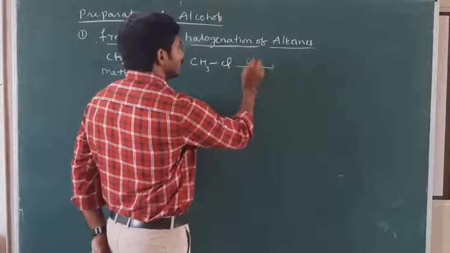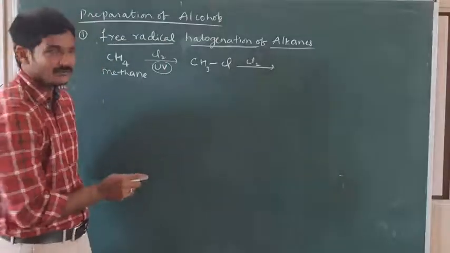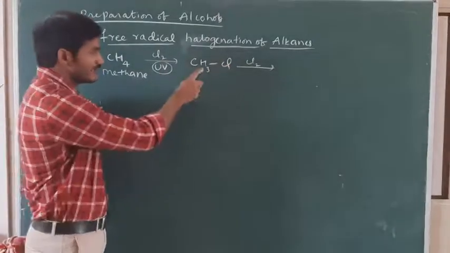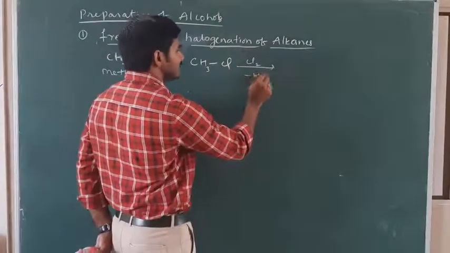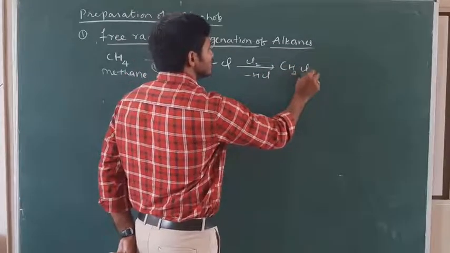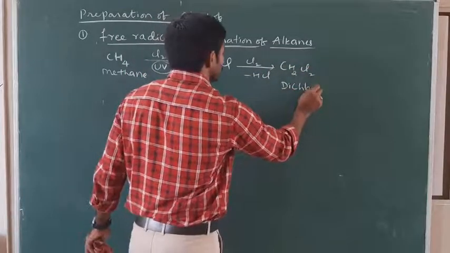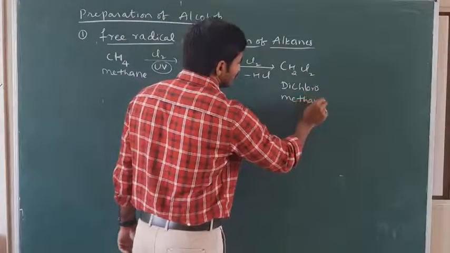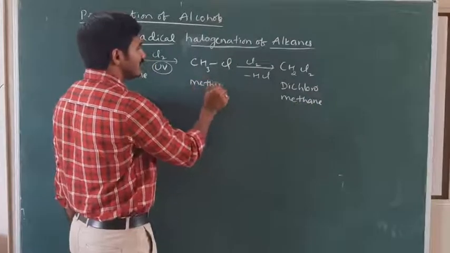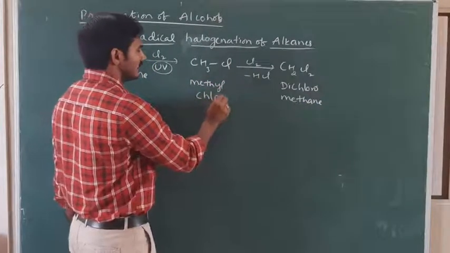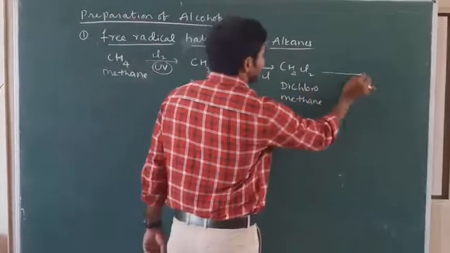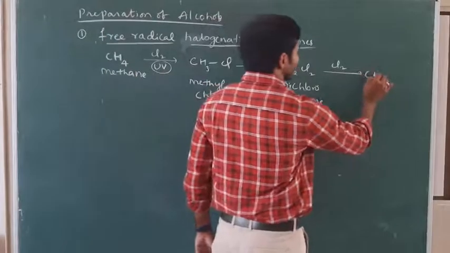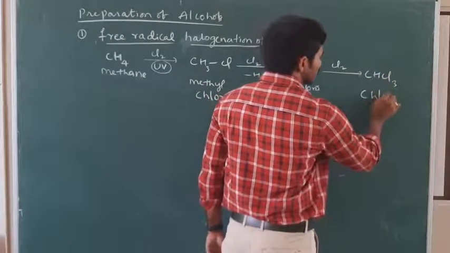If I take another chlorine, among 3 hydrogens, again 1 hydrogen can be substituted by 1 chlorine. 1 H is eliminated, so we eliminate HCl and we write CH2Cl2. This is dichloromethane. CH3Cl is methyl chloride or chloromethane. Again, if I take another chlorine, among 2 hydrogens, 1 hydrogen is again replaced. We get CHCl3. This is chloroform.